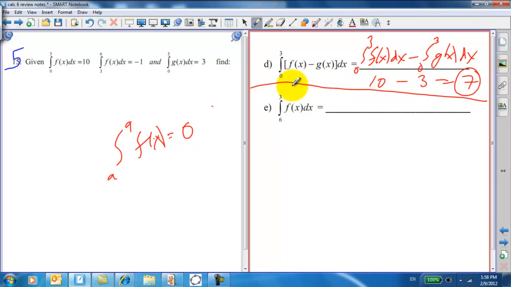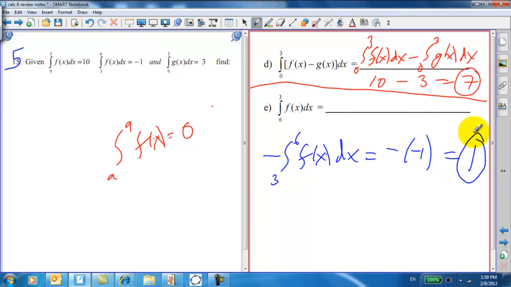Find the integral from 6 to 3. Well, we don't have anything like that, but we have this 3 and 6. And there's a rule that if you switch the limits of integration, and say this is the integral from 3 to 6, we'll get exactly the opposite answer we had before. So it'll be the opposite of this integral from 3 to 6 of f of x dx, which was negative 1. So the answer is 1.